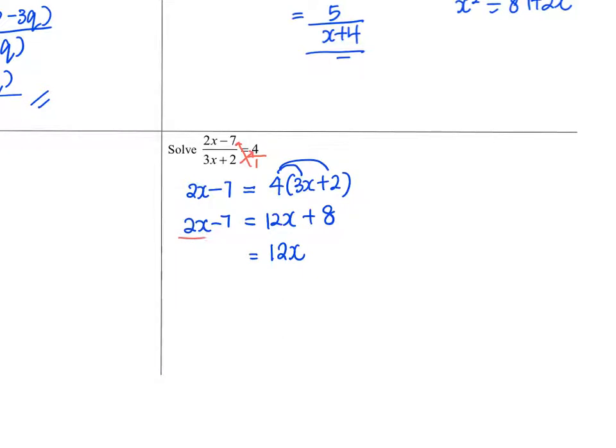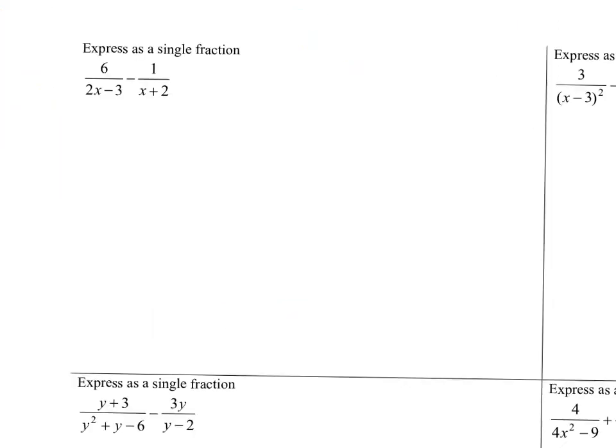I will bring 2 over, minus 2x. Here is negative 7. This is 8. Bring over minus 8. So I'll get an answer of 10x over here, minus 15. And if I want to find x, I'll divide by 10. That means negative 1.5. Have you gotten the answer? We'll move on to the next question.